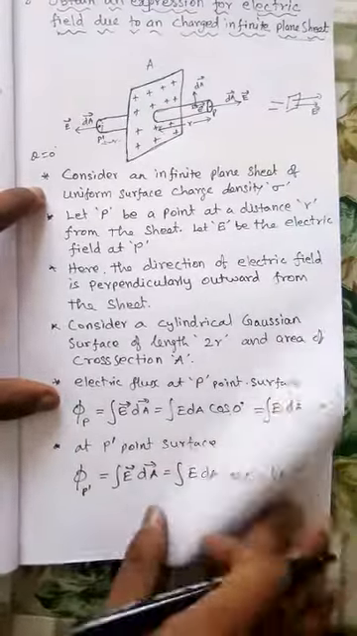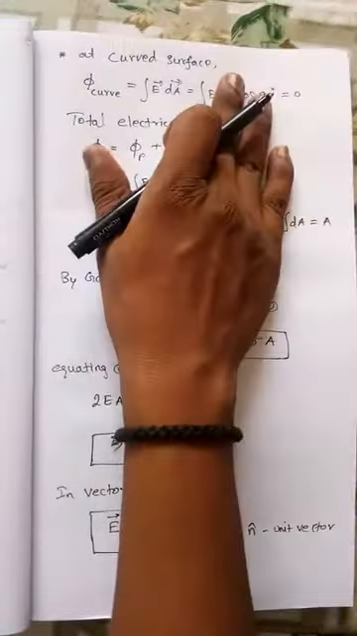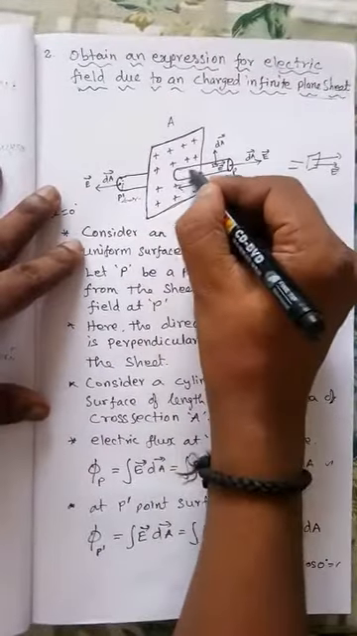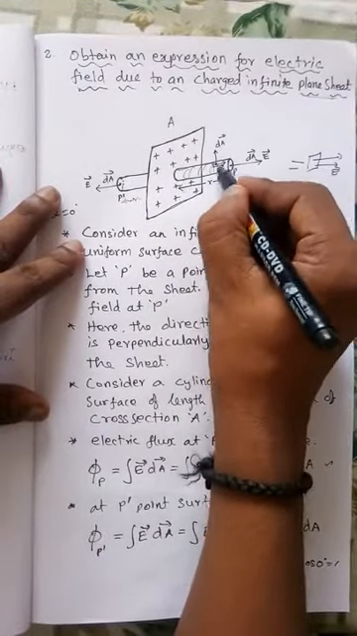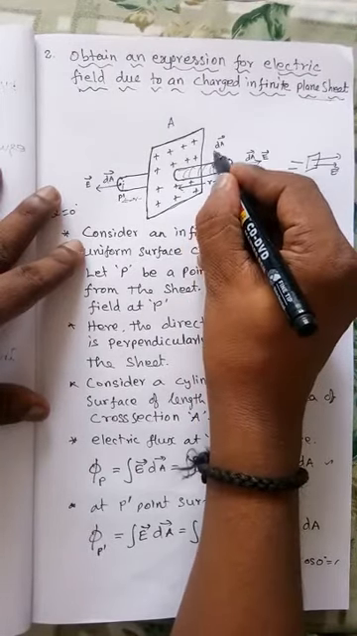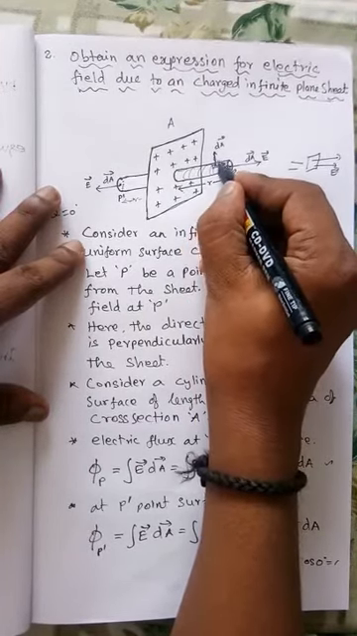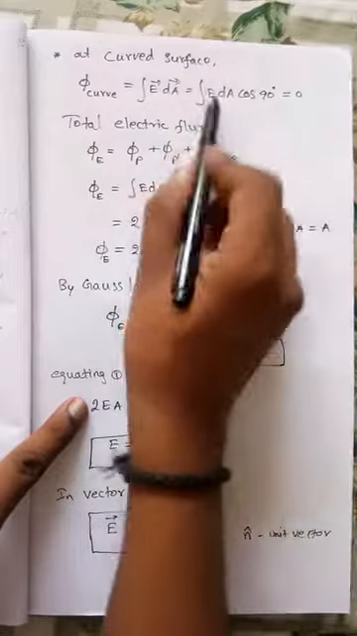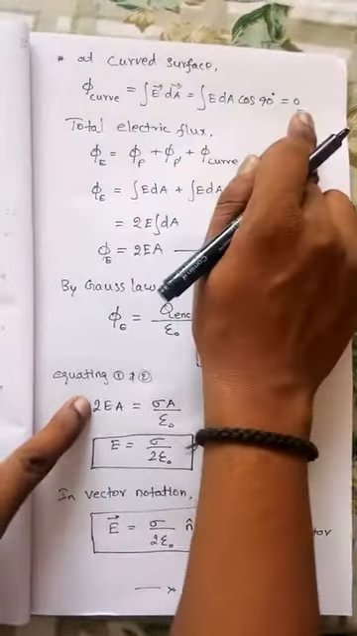Another side is what? The curved surface. Here there is the curved surface. See, the electric field is moving in this direction, and the area vector is in the upward direction. So the angle is 90 degree. If you substitute cos 90 degree, it is 0. So 0 into anything is 0. So in the curved area the flux is 0.